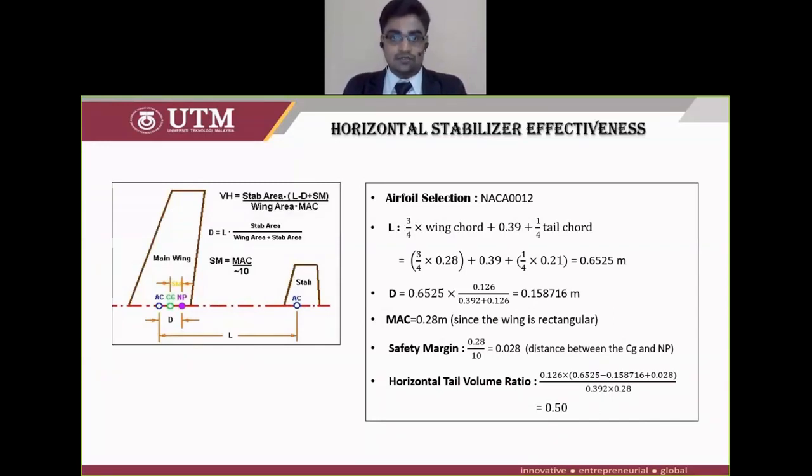From the calculation, the output of the horizontal tail volume ratio is as follows. The figure on the left shows how the horizontal tail volume is calculated, whereas the table on the right shows the extraction of information based on our design to calculate the horizontal tail volume ratio. From the calculation, I obtained the horizontal tail volume ratio of 0.5.